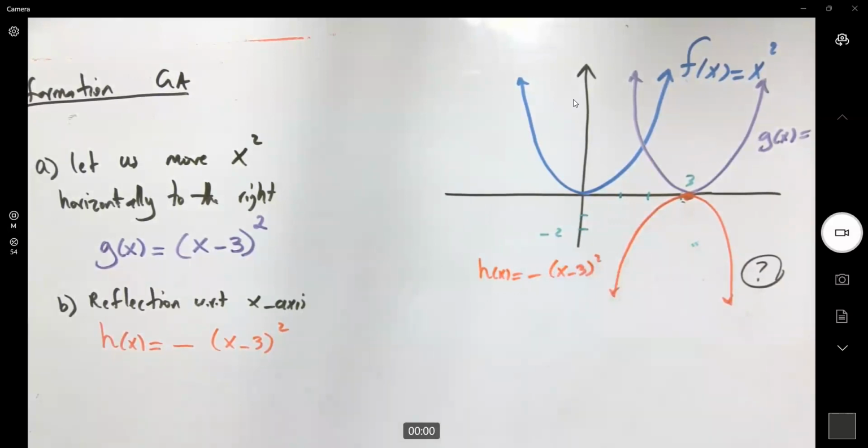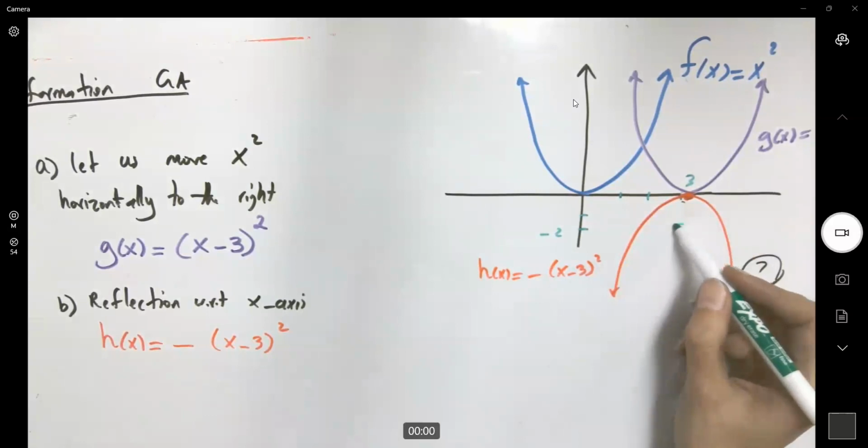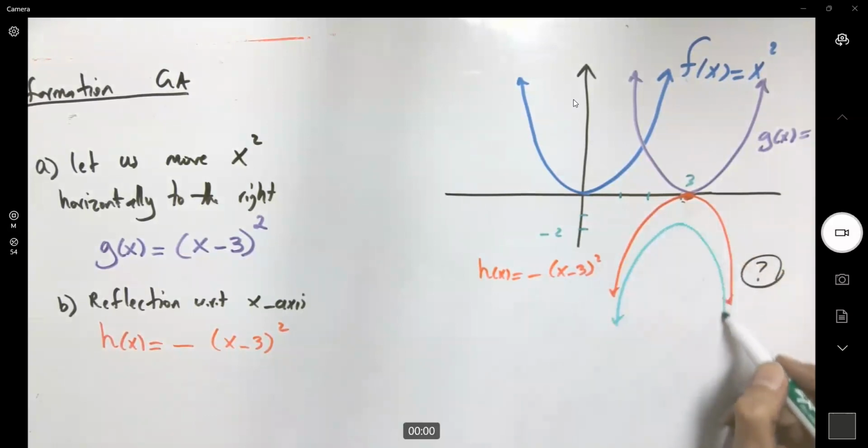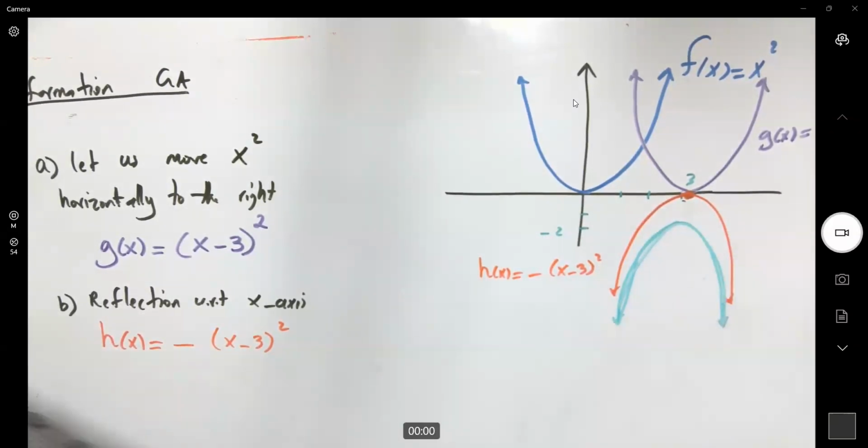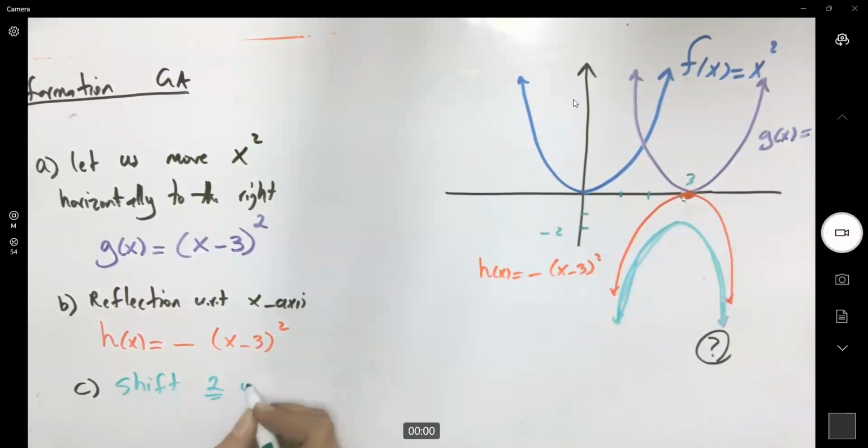And finally, I want to shift this 2 units downward to get to the final graph that I want to know what that is. So in the last step, step C, shift 2 units downward. So, okay, let me write it down. i of x is equal to negative x minus 3 to the second, minus 2.